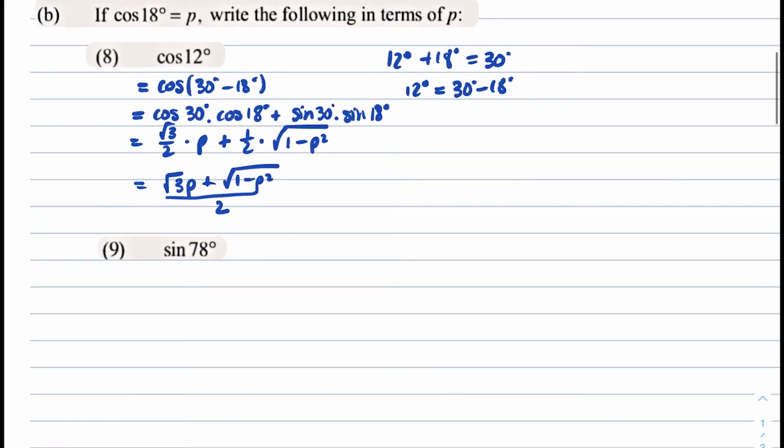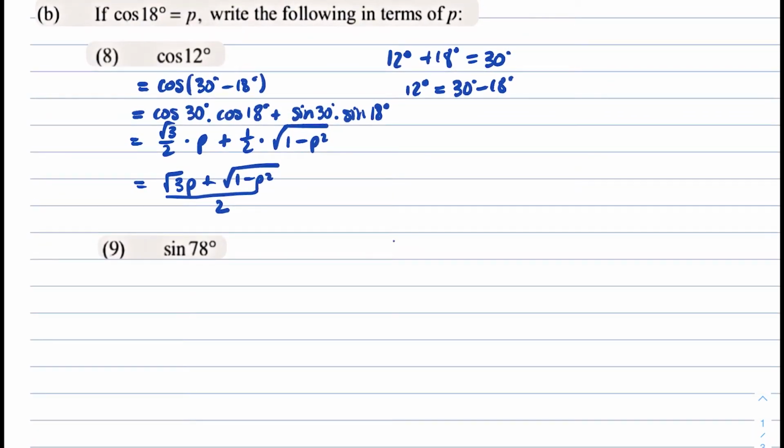Okay, the sine of 78. We can do a similar thing: 78 degrees can be written as 60 degrees plus 18 degrees, and use compound angles there. But there's also another interesting result that we can use, our cos of 12, because 12 degrees plus 78 degrees are 90 degrees. So 78 and 12 are complementary angles, and sine and cosine are complementary functions.